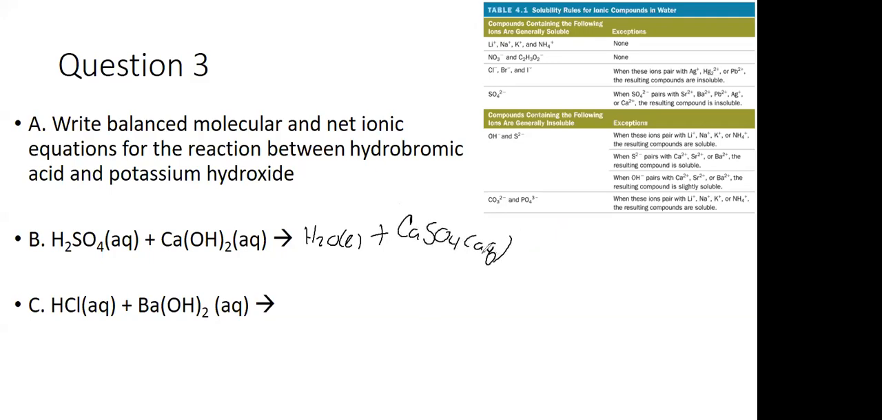Now we have to make sure this is balanced, and it's currently not. We have 4 hydrogens on the left, 2 on the right, and so if we put a 2, that will balance our equation for us, right? So you make your water, and then you combine your metal and your non-metal to make your salt. So that is our balanced molecular equation.